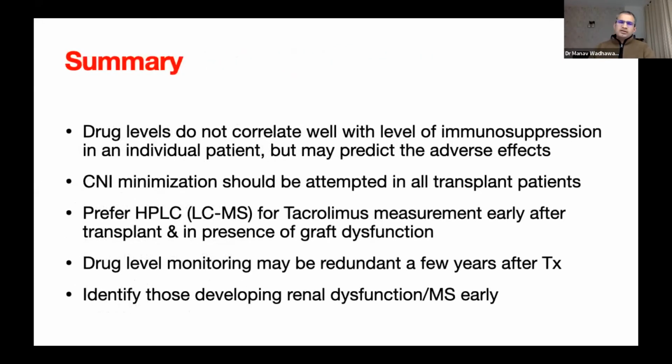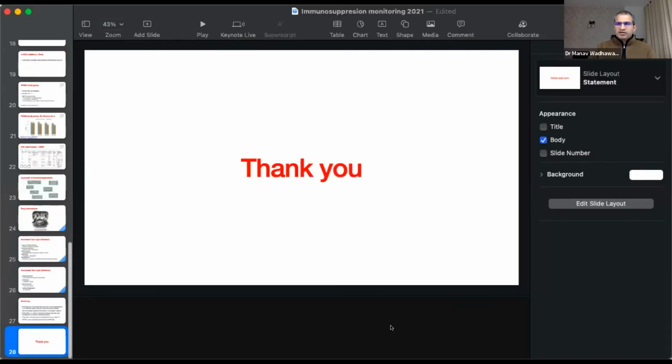My summary slide, sir. Drug levels do not correlate well with the level of immunosuppression in an individual patient, but may predict the adverse effects very well. Hence, CNI minimization should be attempted in all transplanted patients. Early on after transplant and in the presence of graft dysfunction, prefer chromatography technique for measuring tacrolimus. In my opinion, a few years after transplant, level monitoring may be redundant. It may not be required at all, especially in low-risk patients. And please identify those who develop renal dysfunction or metabolic syndrome early and try to help them. Thank you. Thank you for your patient listening.